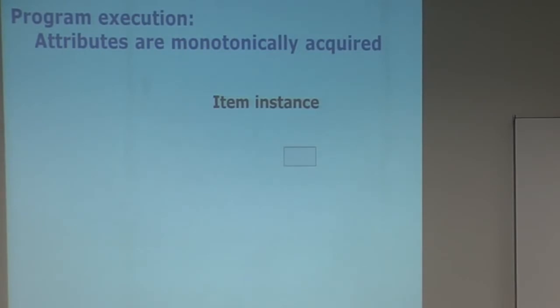So they start out with having no attributes. And when they acquire an attribute, you might think of them coming into existence at that point. So an item instance may become available at some time. If a step produces an item, then that item is available. If a step produces a tag, then that tag is available. So these dots just represent an attribute that the instance acquires.